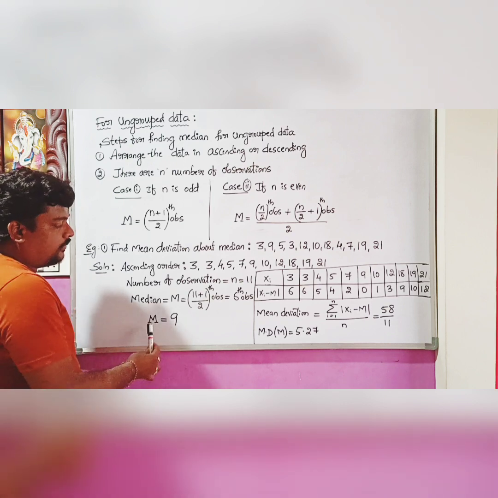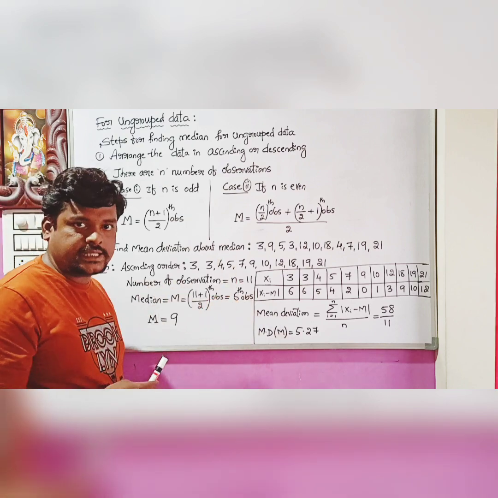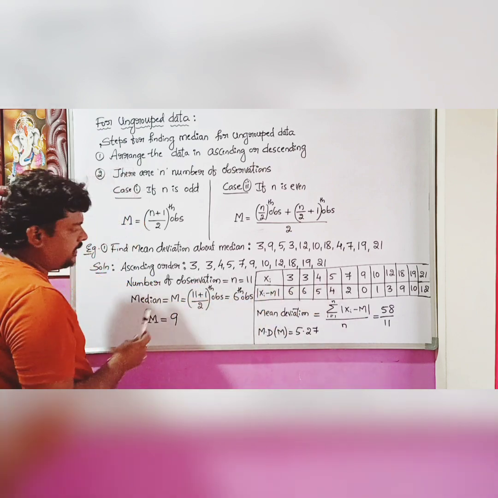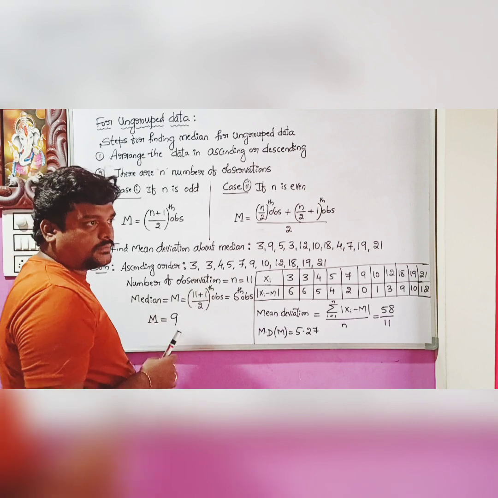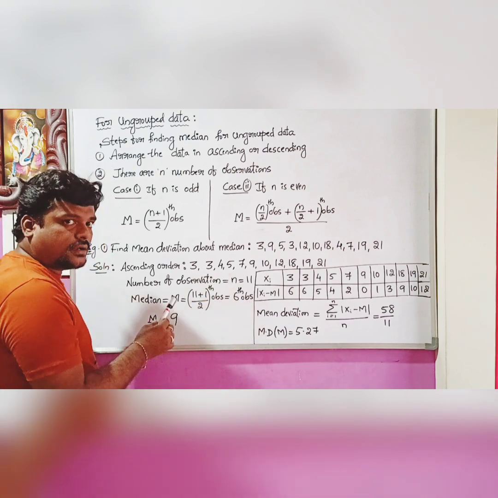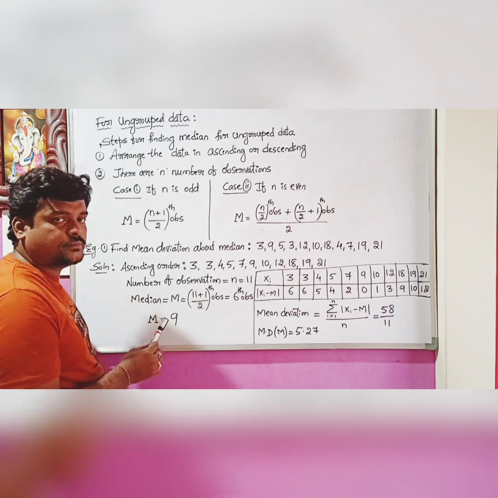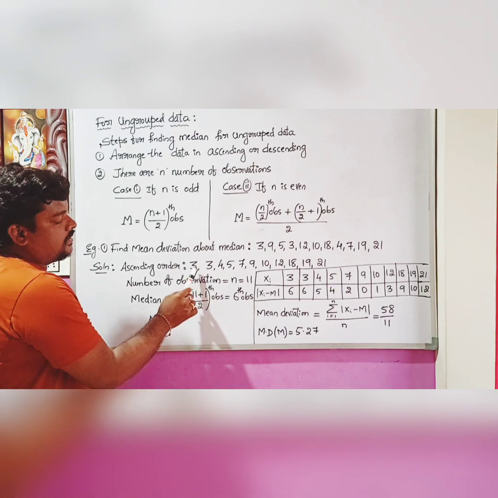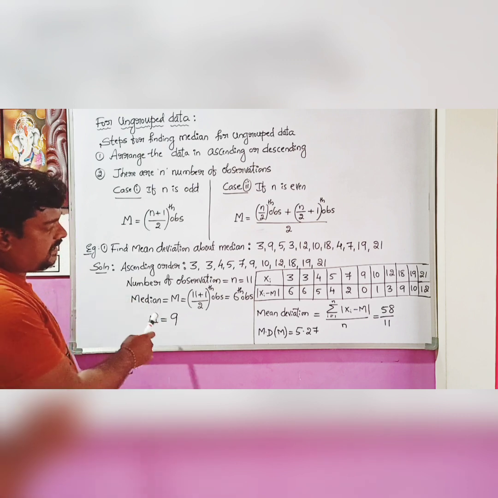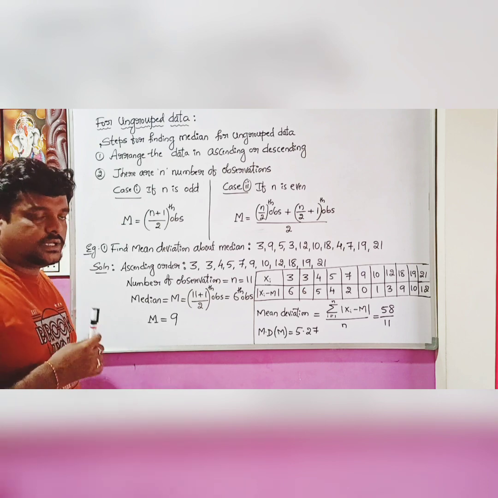So first we have to write the observations in ascending or descending order. I wrote them in ascending order. After that, we count the number of observations, which here is 11. The observations are odd in number, so the median is given by this formula, the 6th observation. What is the 6th observation? 1, 2, 3, 4, 5, 6, it is 9. Then after finding the median, we go for finding the mean deviation.